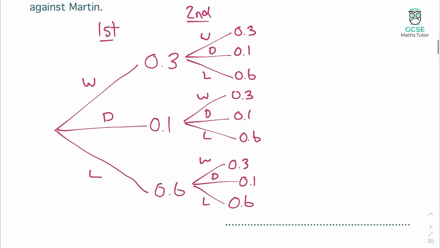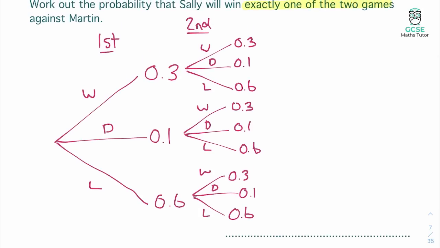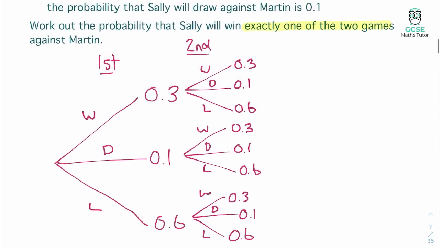I'm kind of going over my dotted line there, so I need to be a little bit careful. Okay, so which branches here do we want for exactly 1 game? Well, we could win, but then we'd have to either draw or lose. So this branch and this branch. We could draw, but then we'd have to win. That'd give us exactly 1. Or we could lose, and then again we'd have to win to get exactly 1. So we've got 4 branches there that we need.